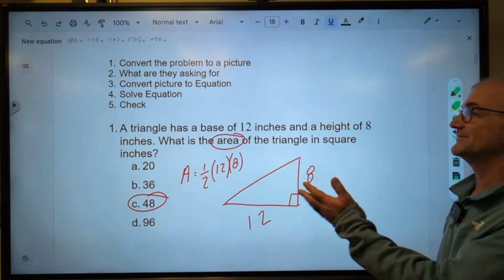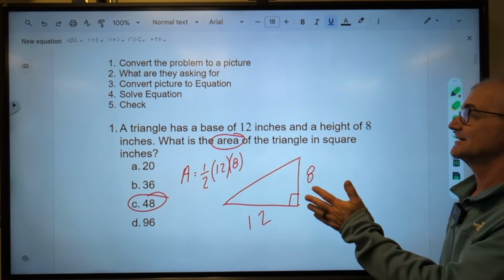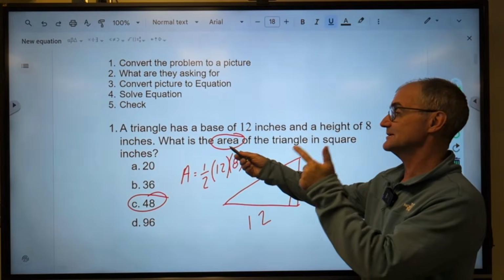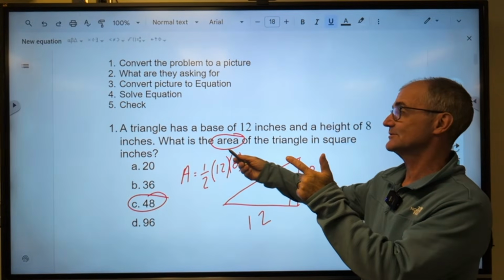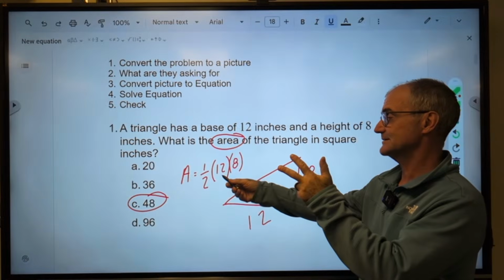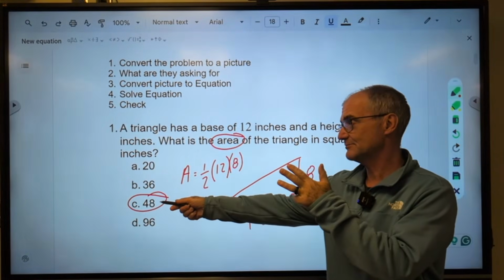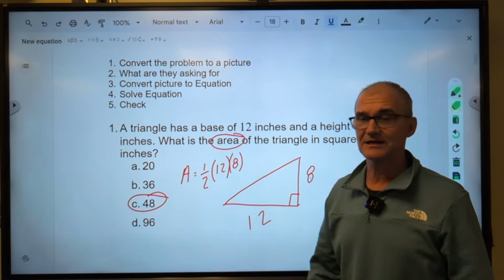Okay, so again, let me just run that 5-step process one more time. Convert the problem to a picture. Double check what is it that they are specifically asking for. Convert the picture to an equation. Solve the equation. Answer the problem. And then if there's time, go ahead and check.